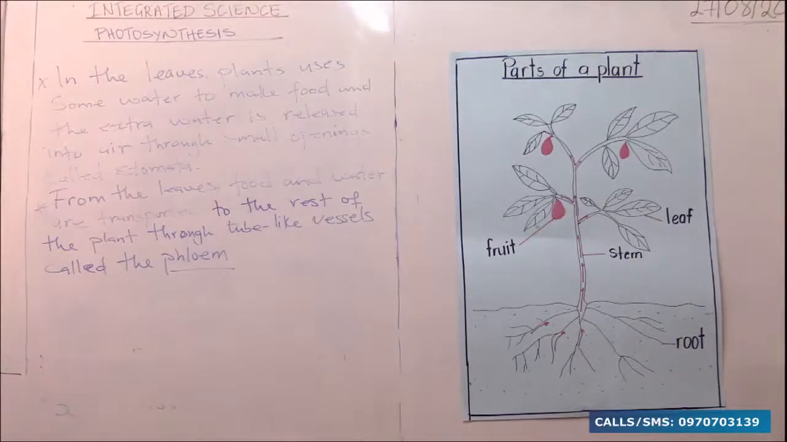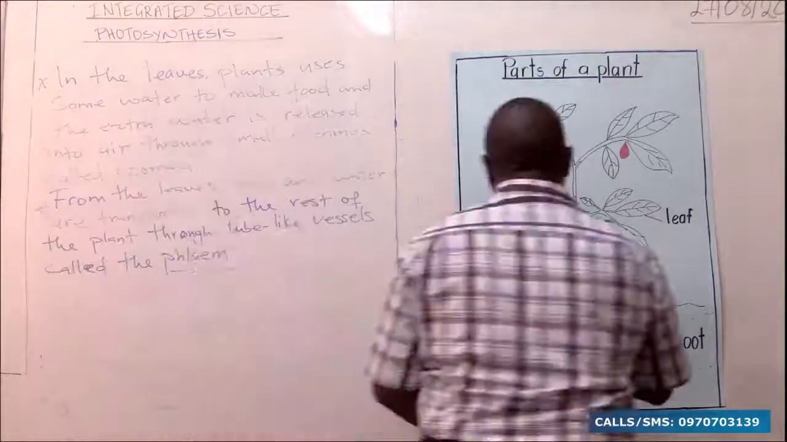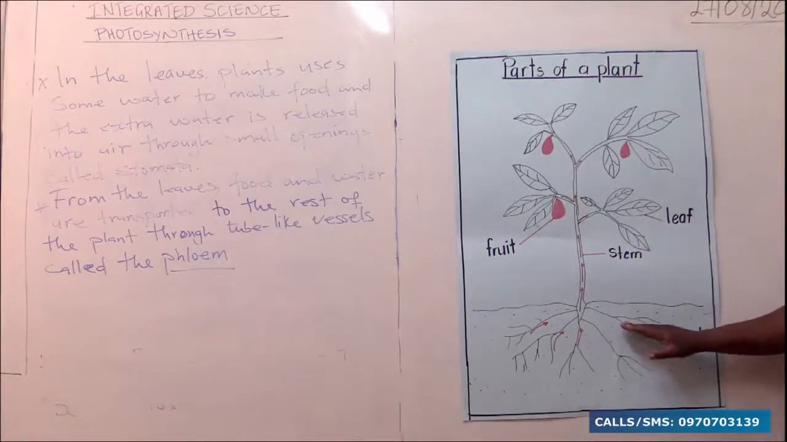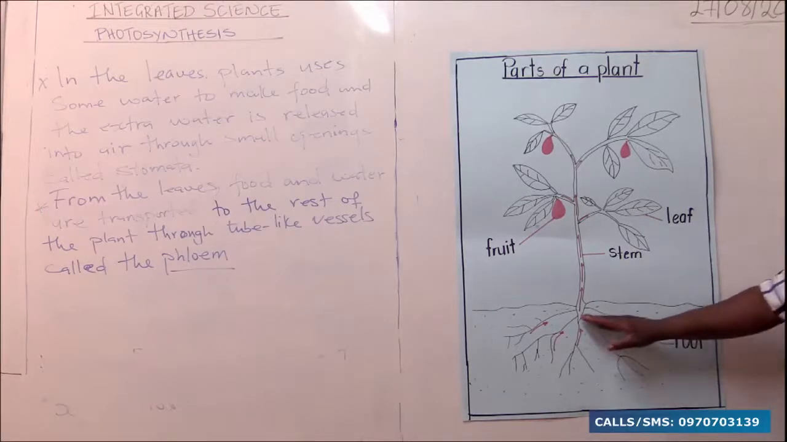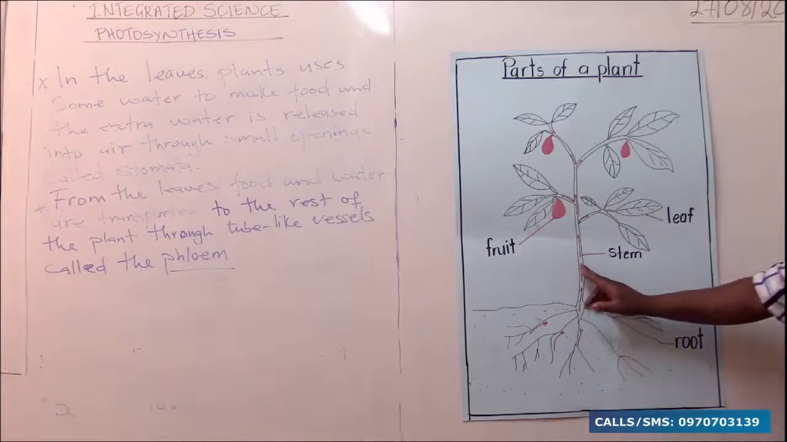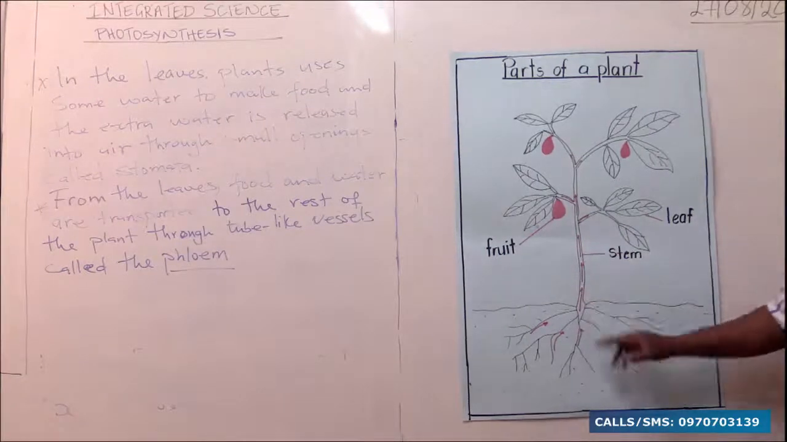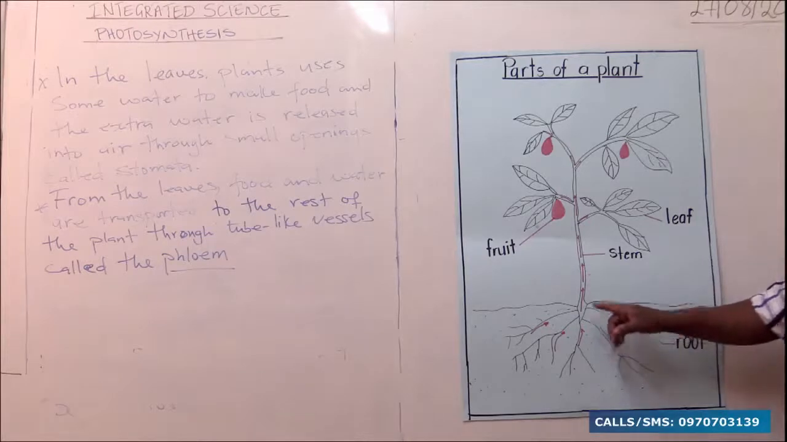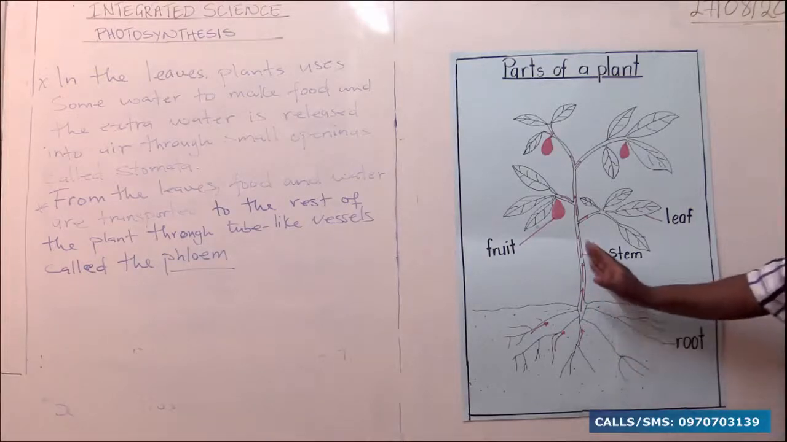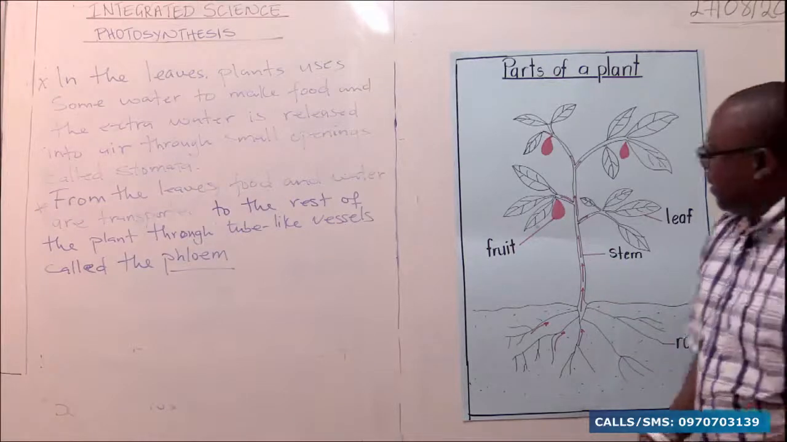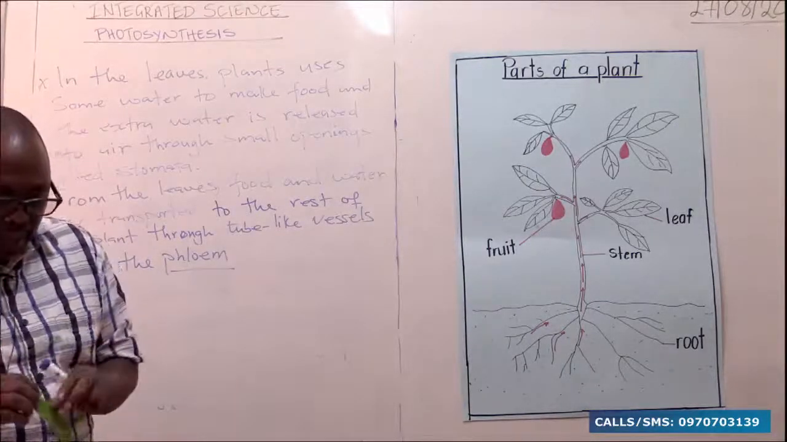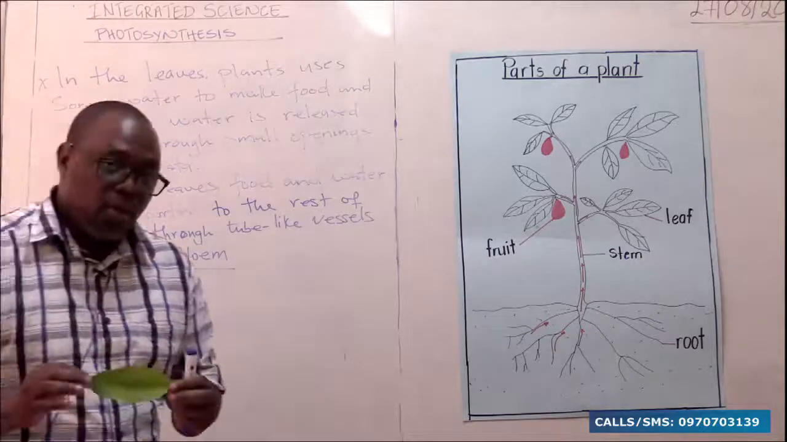Okay, so this is how the process of transpiration works. As I was explaining earlier on, the roots absorb water through the process called osmosis, then through the stem to the leaves. The stem has tube-like vessels that we call xylem, where the water and nutrients are transported. Then the leaf also has stomata that release the water into the atmosphere.